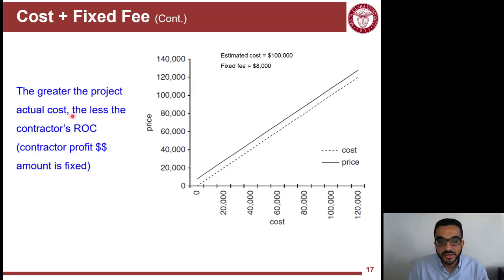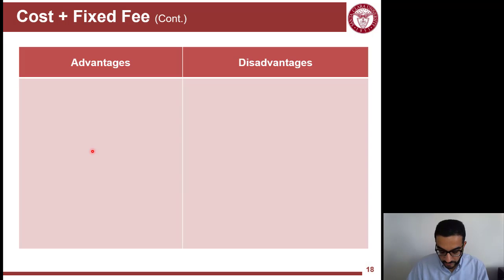But the greater the project actual cost, the less the contractor return on cost. But the contractor profit amount or fee amount here is fixed. So it might seem good news, but from a financial perspective, your return on cost as a contractor is actually diminishing, going lower and lower the more this project costs at the end. So think about good things and bad things, and we'll discuss that in class.